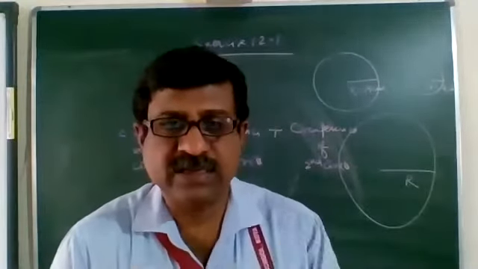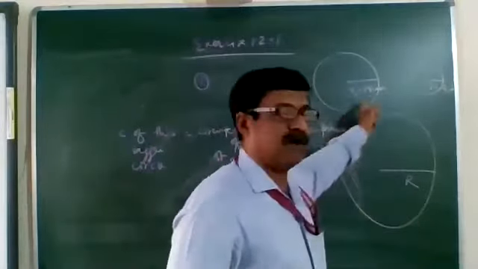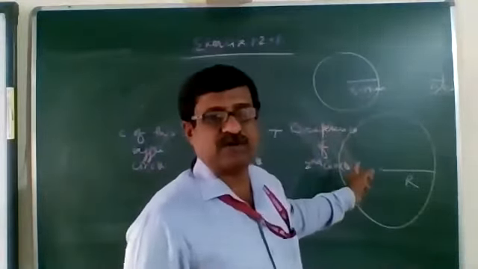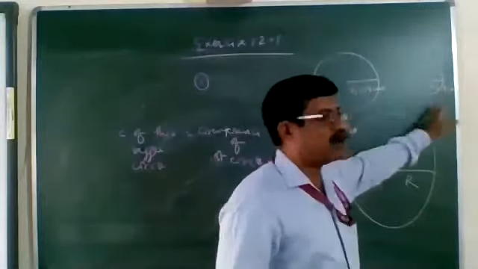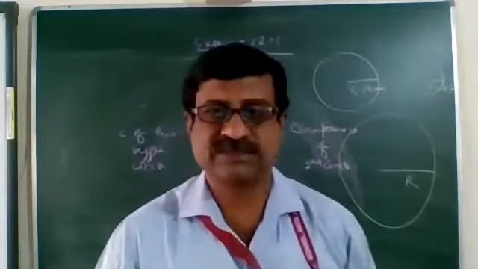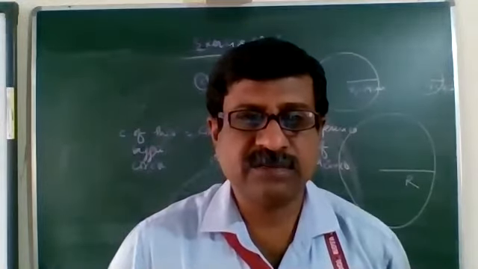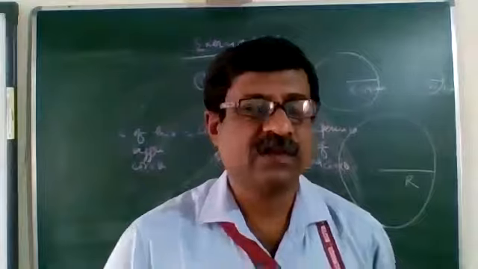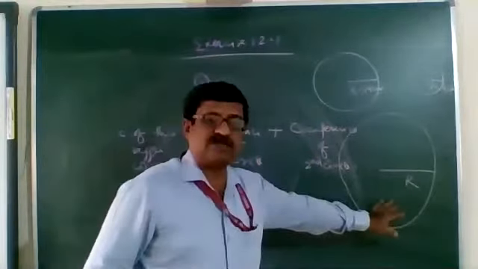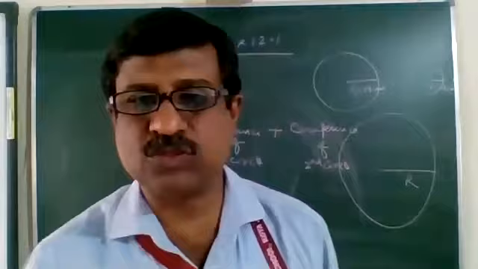It is given that the circumference of the bigger circle, that is the boundary of this circle, is equal to the sum of boundaries of these two circles. Apply the formula, get a relation and try to find out the value of the radius of this bigger circle. Now, circumference of a circle, the formula is 2 pi r.